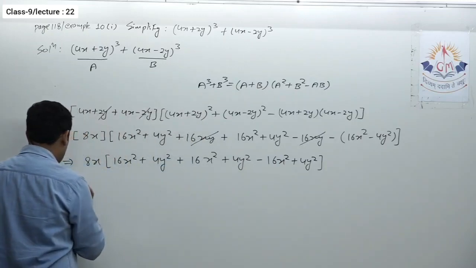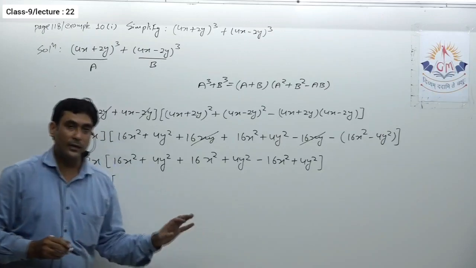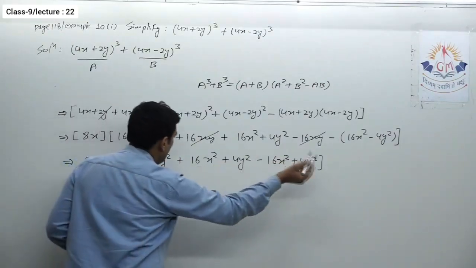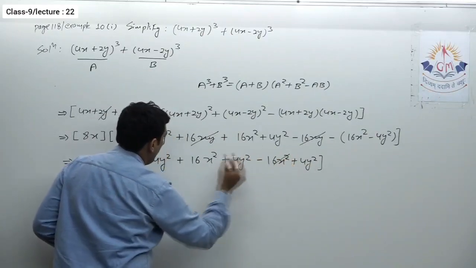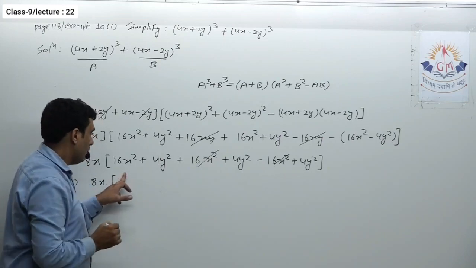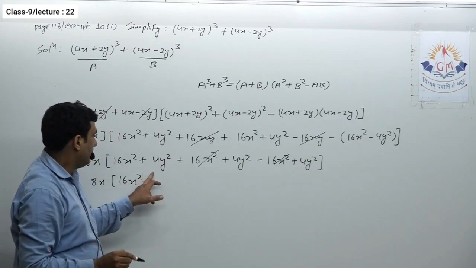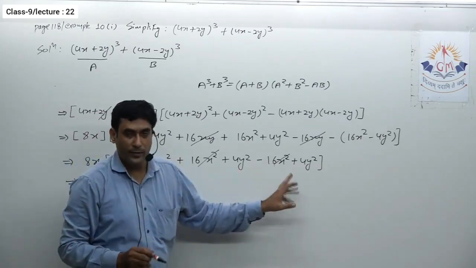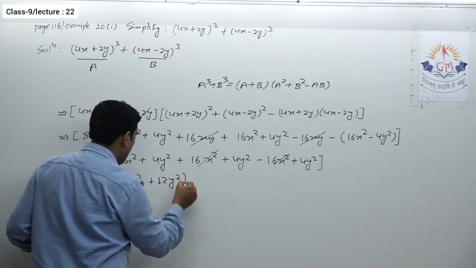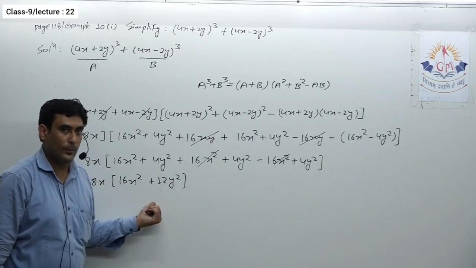Now we'll see whether it is still possible to cancel some terms or not, and then whatever terms are remaining, we'll write the like terms all together. So minus 16x square plus 16x square will cancel out. So only 16x square will be left over here, and there are 3 times 4y square, that is 12y square. So this I can say is my final answer, but it is still possible to simplify it further.